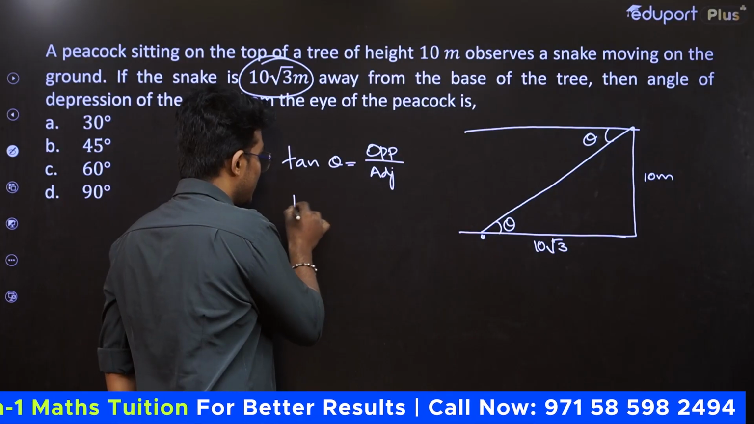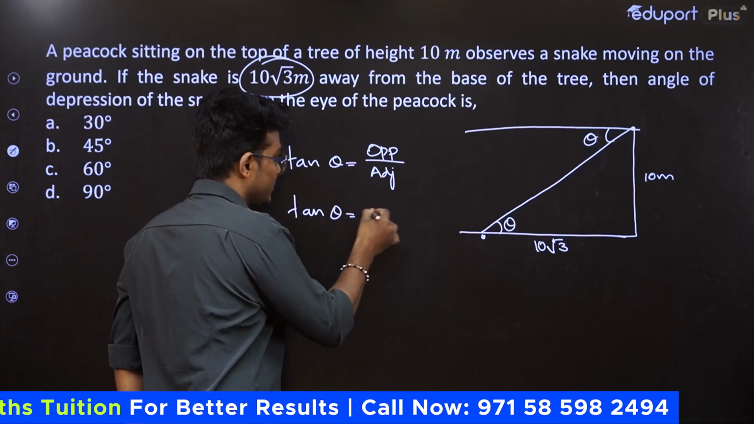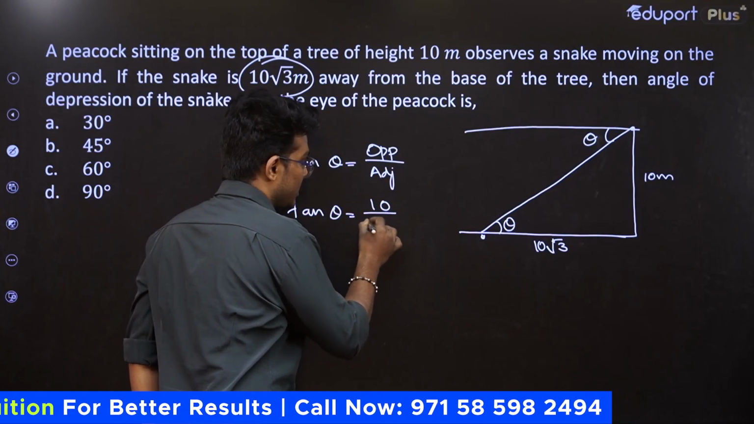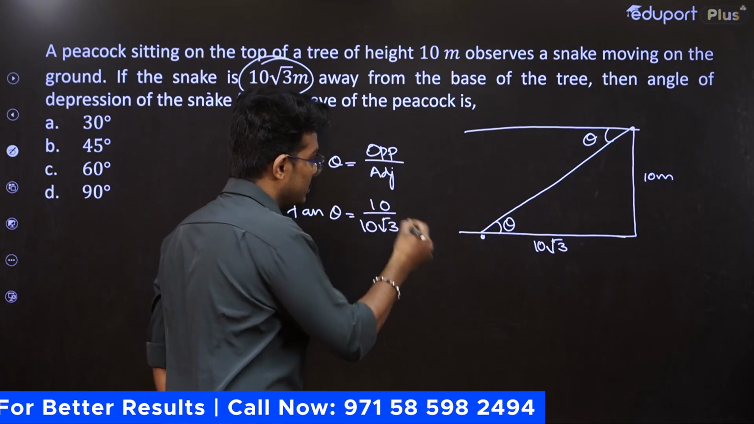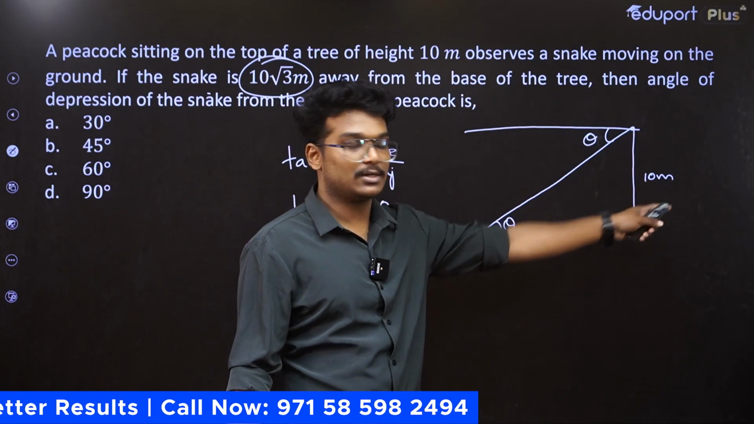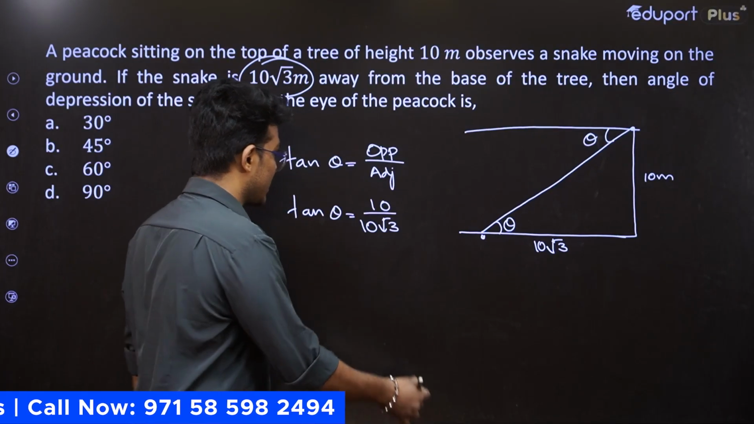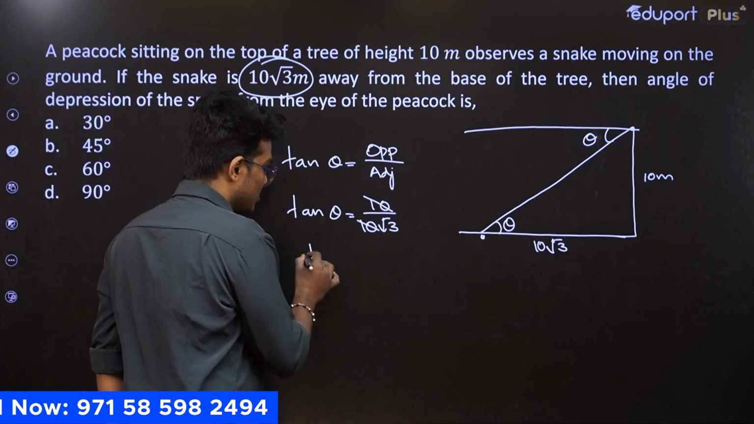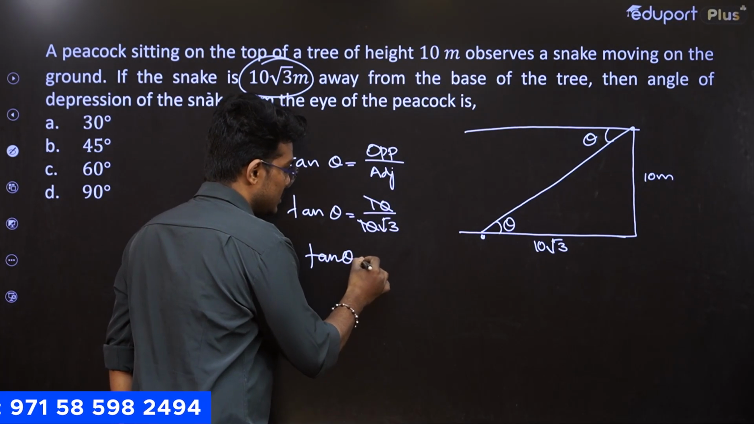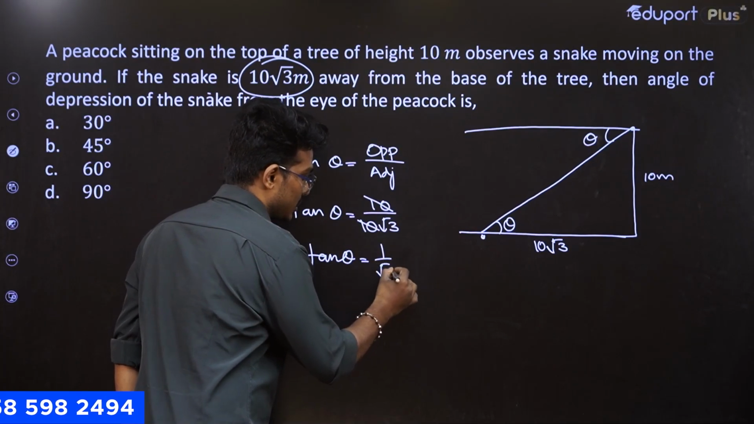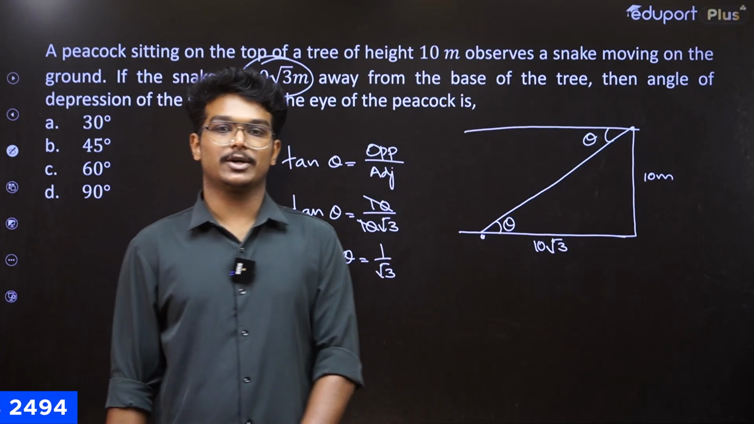So here tan theta is equal to 10 divided by 10 root 3. Here the opposite side is 10 meter and the adjacent side is 10 root 3 meter. So we can cancel 10 and 10 here. So tan theta is equal to 1 by root 3.